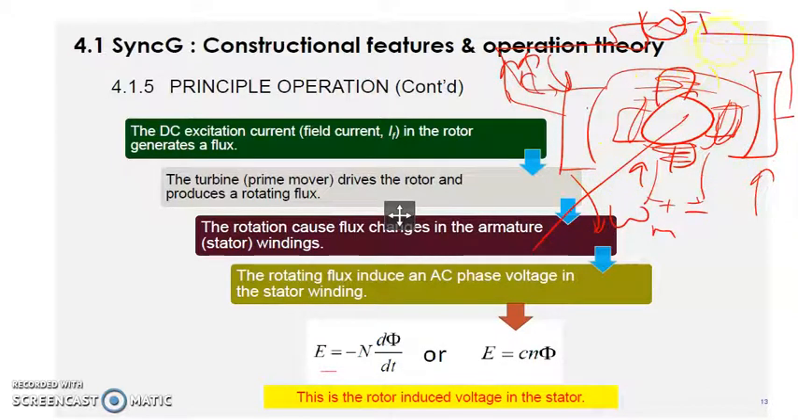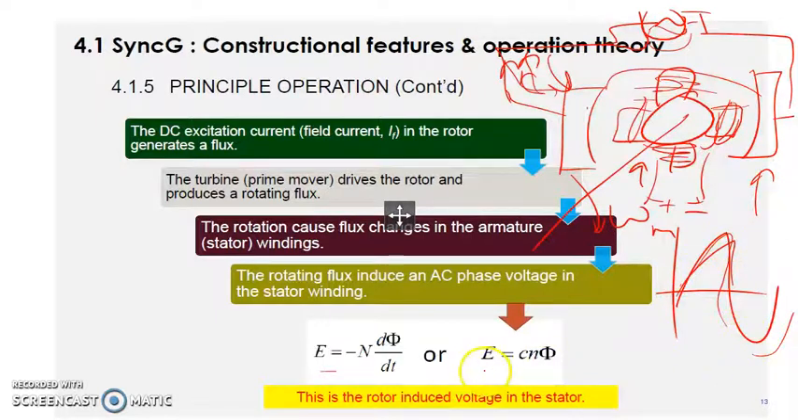It produces voltage alternately, so it produces positive, negative, and this positive, negative will be fed to your terminal here, and the terminal will deliver this positive and negative internally generated voltage to the grid.